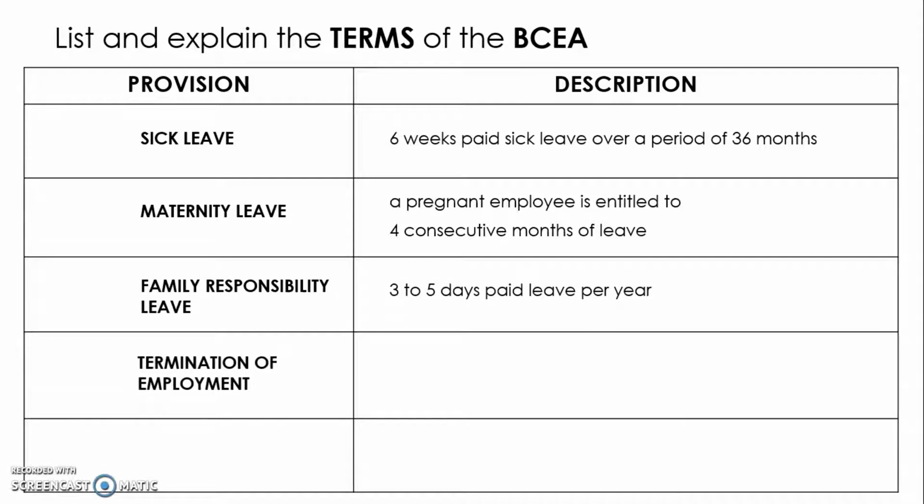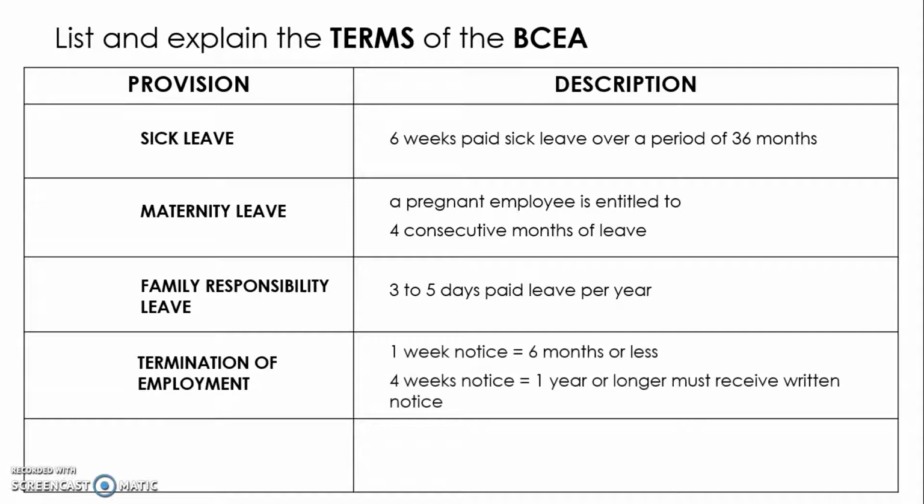Termination of employment. This refers to when you would like to end your contract and refers to the amount of notice you need to give. Please note that you would need to provide 1 week's notice if you have worked at a company for 6 months or less. 4 weeks' notice must be given if you have been working at a company for a year or more, and this must be done with written notice.